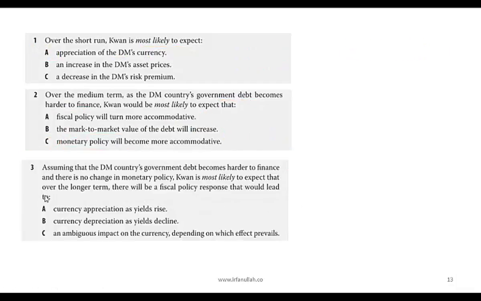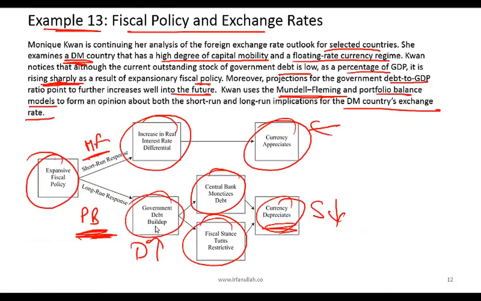All right, coming to question 3 now. Assume that the DM country's debt becomes harder to finance and there is no change in monetary policy. Kwan is most likely to expect that over the long term there will be a fiscal policy response that would lead to what? So what we do here is go back and look at the Mundell-Fleming model. What we are saying here is that the monetary policy is not changing. So there is no monetization of debt, but there will be a change in the fiscal stance.